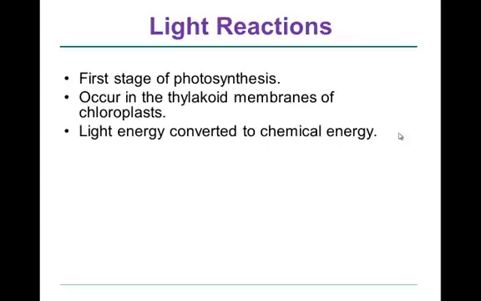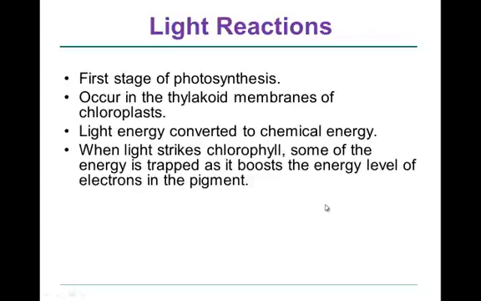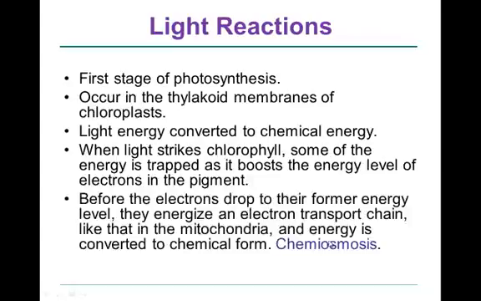And a similar kind of thing happens. These electrons move down, and we get chemiosmosis. And so that means that we actually have the formation of ATP. And so this is what we're talking about. Chemiosmosis occurs in the light reactions of photosynthesis.